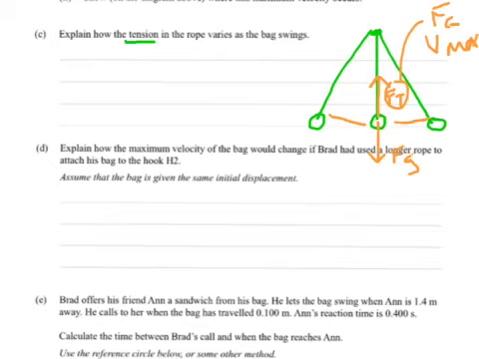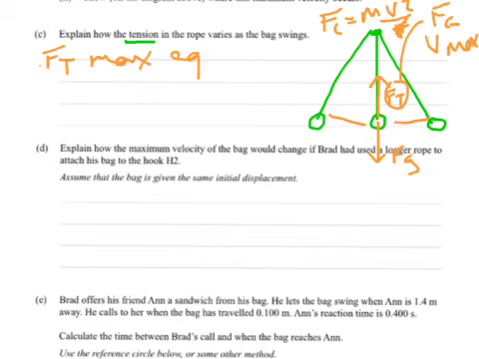Maximum velocity means you'll have maximum centripetal force, because it's mv squared over r. If the rope can't provide that force, it will just break, but we know it does provide that force. So if we're explaining how the tension on the rope varies as the bag swings, we'd say the tension is going to be maximum in the centre, because that's when the centripetal force is maximum. So Ft is max at equilibrium, since Fc is max.